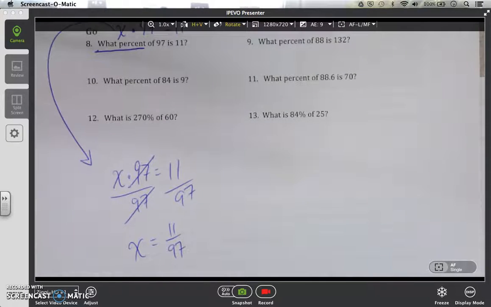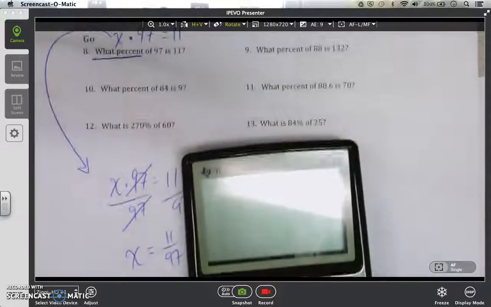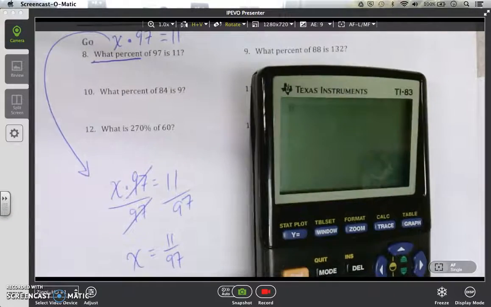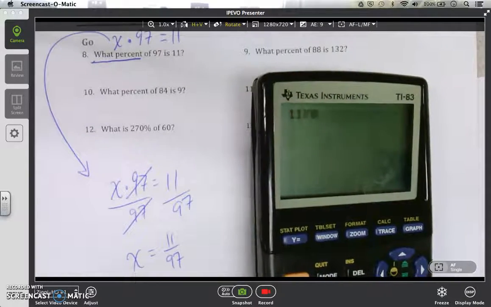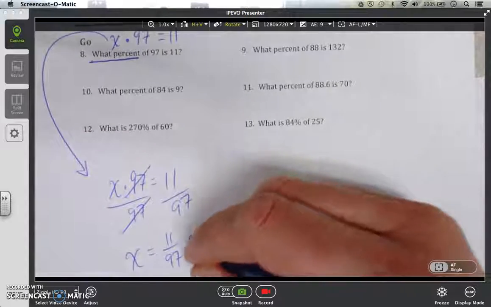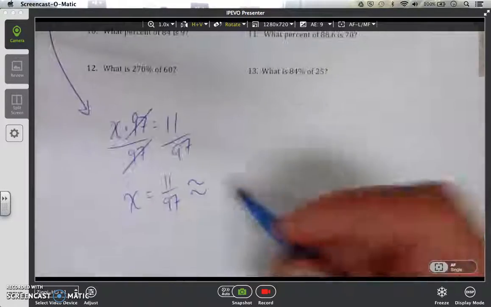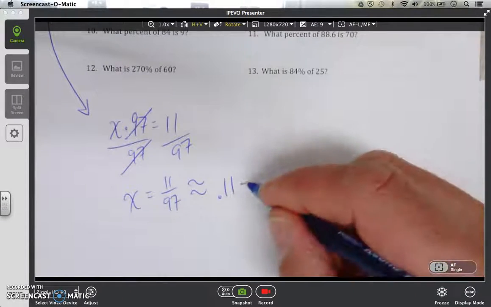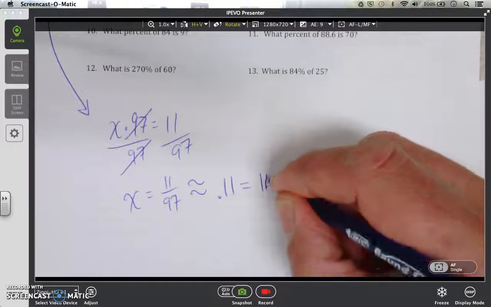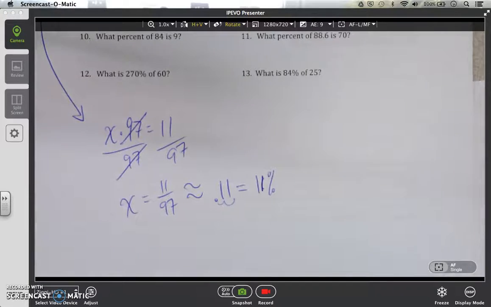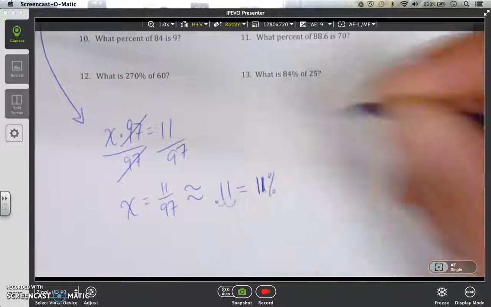Hold on one second, I'll grab a calculator. Okay, so here we go. Just put it so you can see it. 11 over 97. That's 0.1134. So we'll put a little squiggly. That means approximate, and 0.11. Now, that is 0.11. To change that into a percentage, though, we move it two places. So it's 11%. All right.